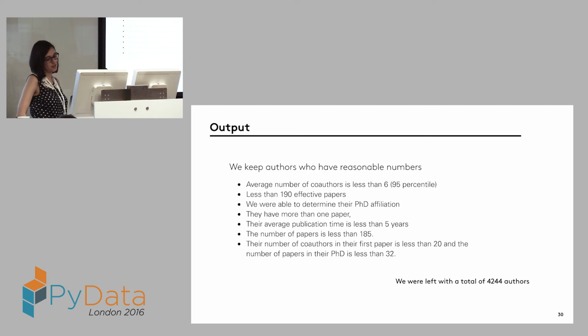So we kept authors who have reasonable numbers, quote unquote. Average number of co-authors is less than 6, which I decided on after looking at the percentiles and thinking, okay, this makes sense. Less than 190 effective papers. Effective means that it was not one of these ginormous collaborations. Able to determine their PhD affiliation, more than 1 paper, average publication time less than 5 years. The number of papers is less than 185, the number of co-authors in their first paper is less than 20, and the number of papers in their PhD is less than 32. So we were left with a sample of 4,244 authors.